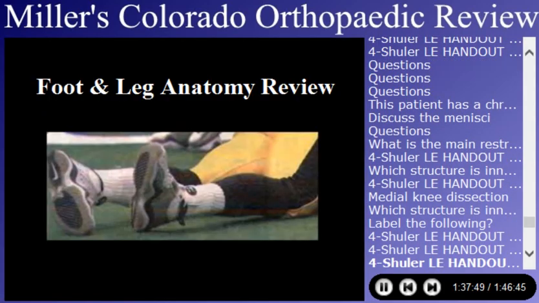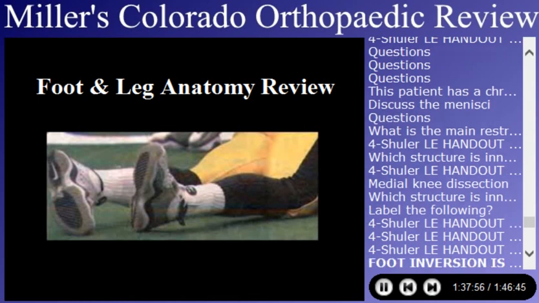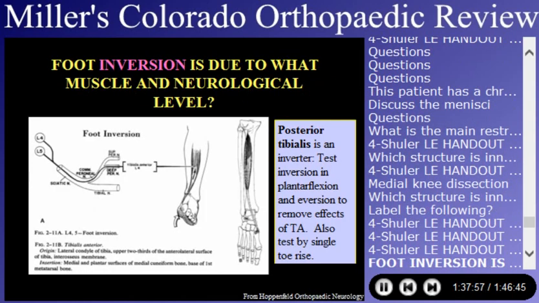This is one of our Pittsburgh Steelers. Foot inversion, remember I told you about heel strike. It's going to be covered in the next lecture. Don't forget, tibialis anterior, L4, is innervated by the deep peroneal nerve. Don't forget, the posterior tib is also innervated. You test inversion in plantar flexion and eversion to remove the effects of your tibialis anterior. Also test by that single stance toe rise.